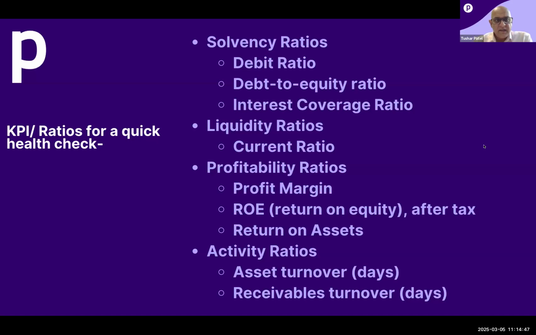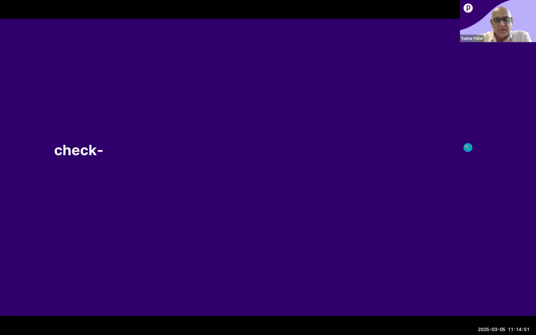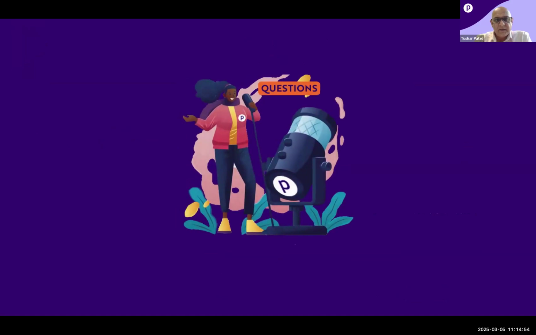So those are the key quick and dirty ways of looking at the balance sheet as well, and the key ratios essentially.